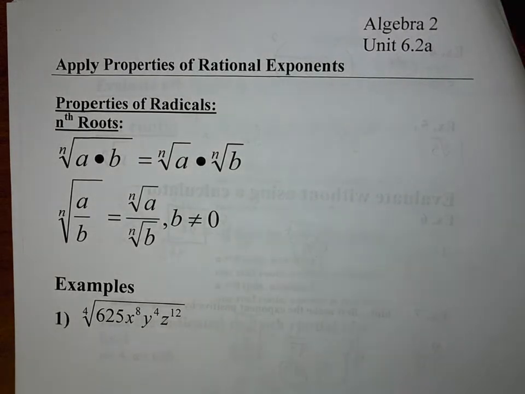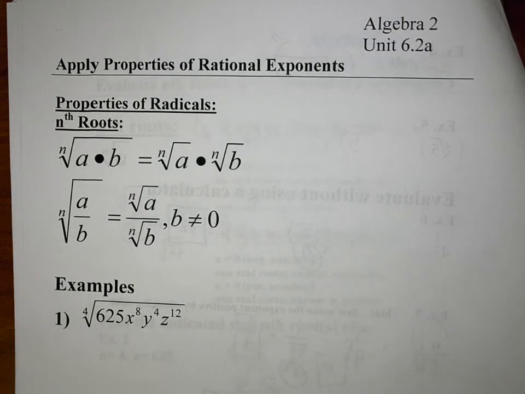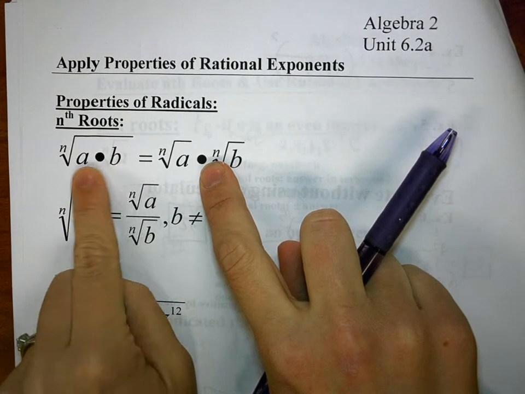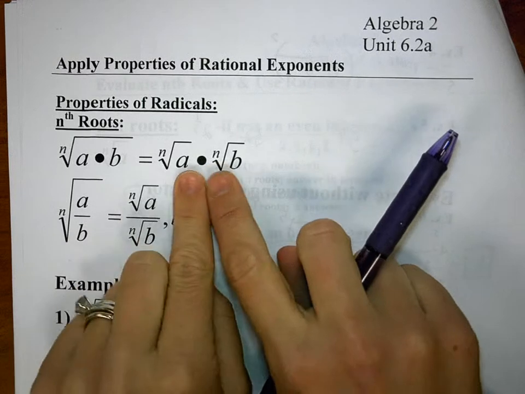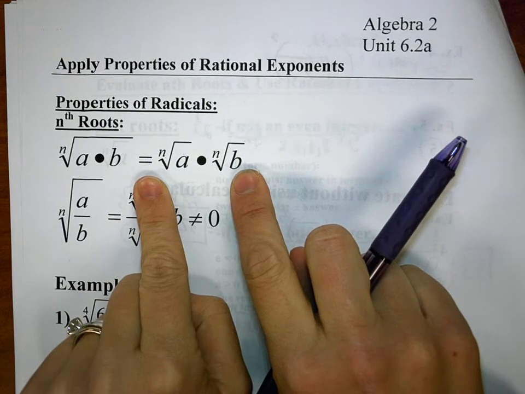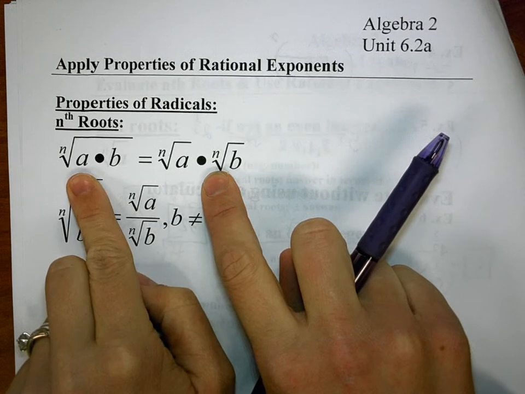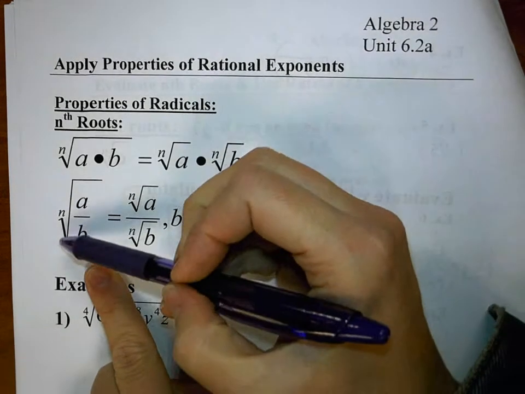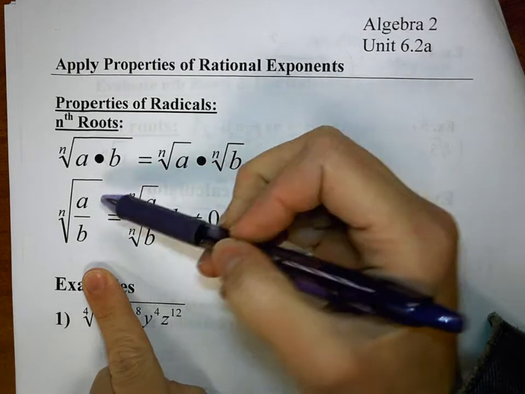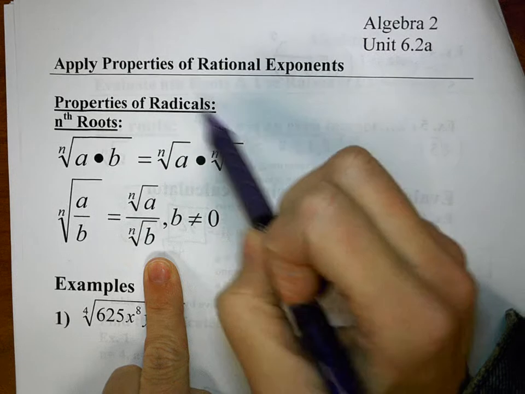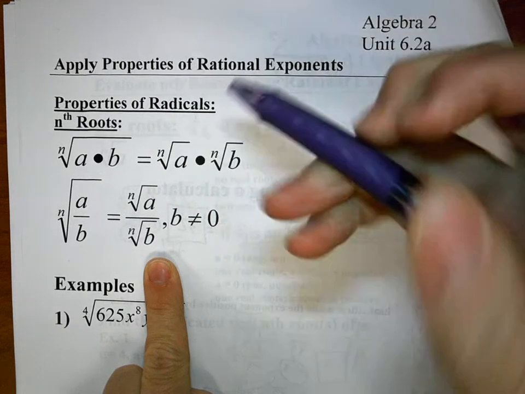So today we are doing 6.2a. What you need to remember is that there are properties for roots, okay? If you have any root with numbers that are being multiplied together, you could separate them into two roots being multiplied. This means the same thing as this, right? And vice versa. When you have the square root of a fraction, you can separate it into two roots. These are not new things. They're just reminders, okay?